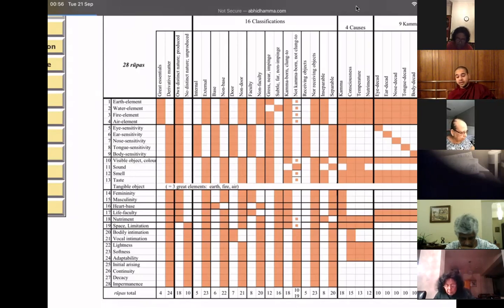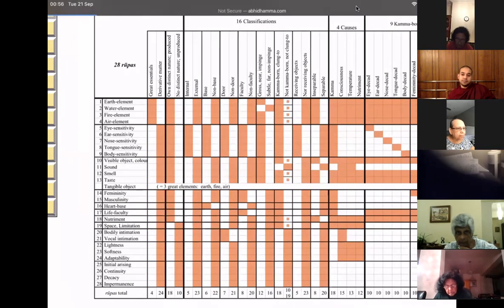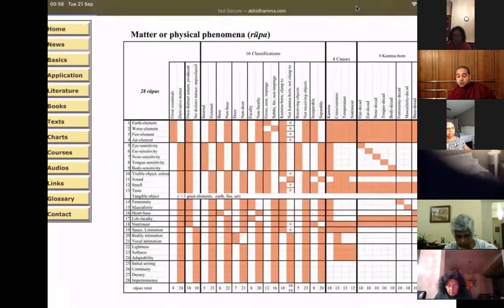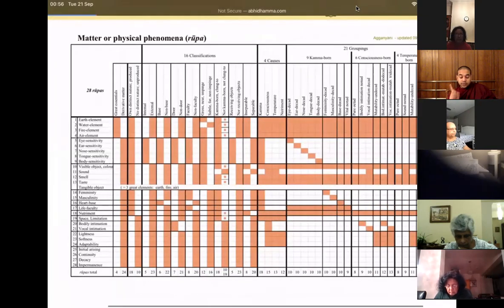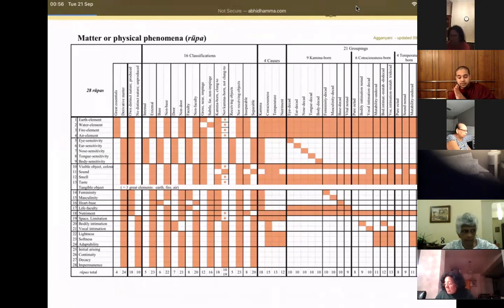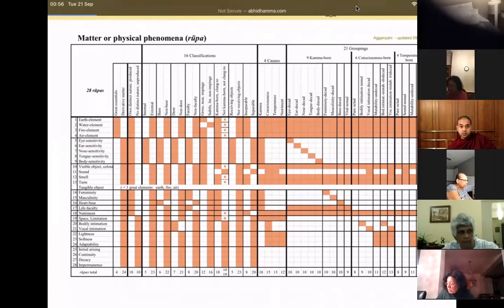Then we have, okay, there we are going to stop. Let's stop there and go through the other section in the next class. So I want you to go through all the definitions of the classifications before we move on. And we will be going through again the karma born and clung to, not karma born and not clung to.